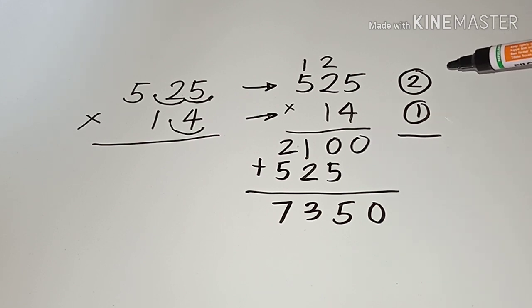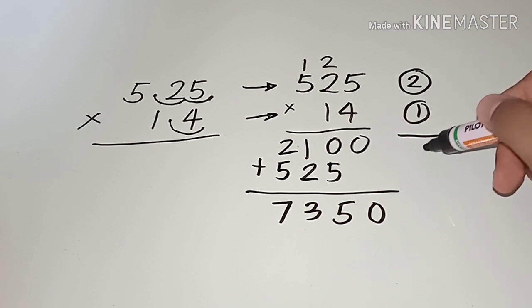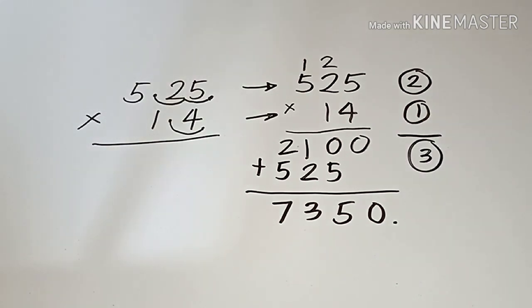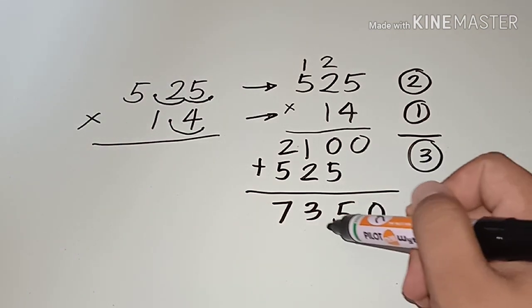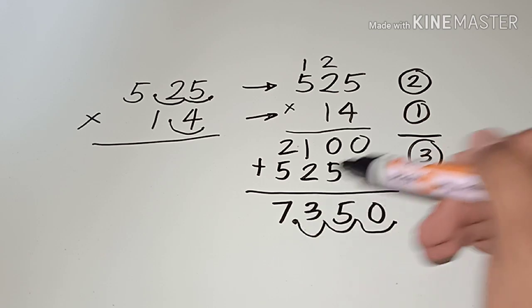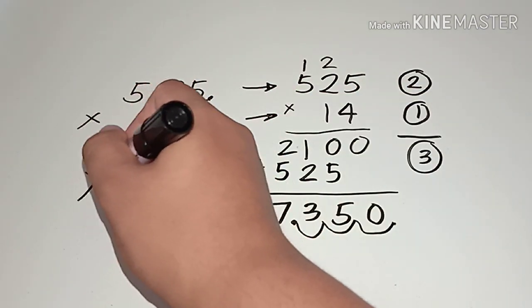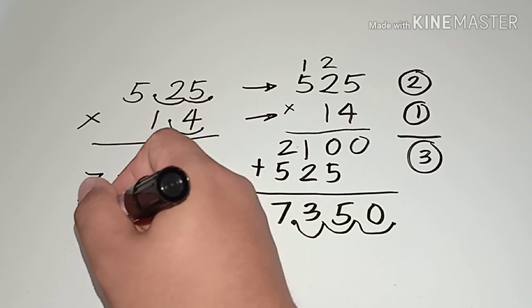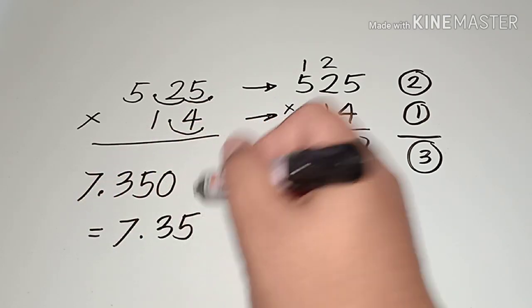But take note of the number of places that we moved the decimal point. So 2 plus 1, that's 3. That means from our answer here, we will move it 3 places to the left. So 1, 2, 3. Therefore, the final product of 5.25 and 1.4 is 7.350, which is just the same as 7.35.